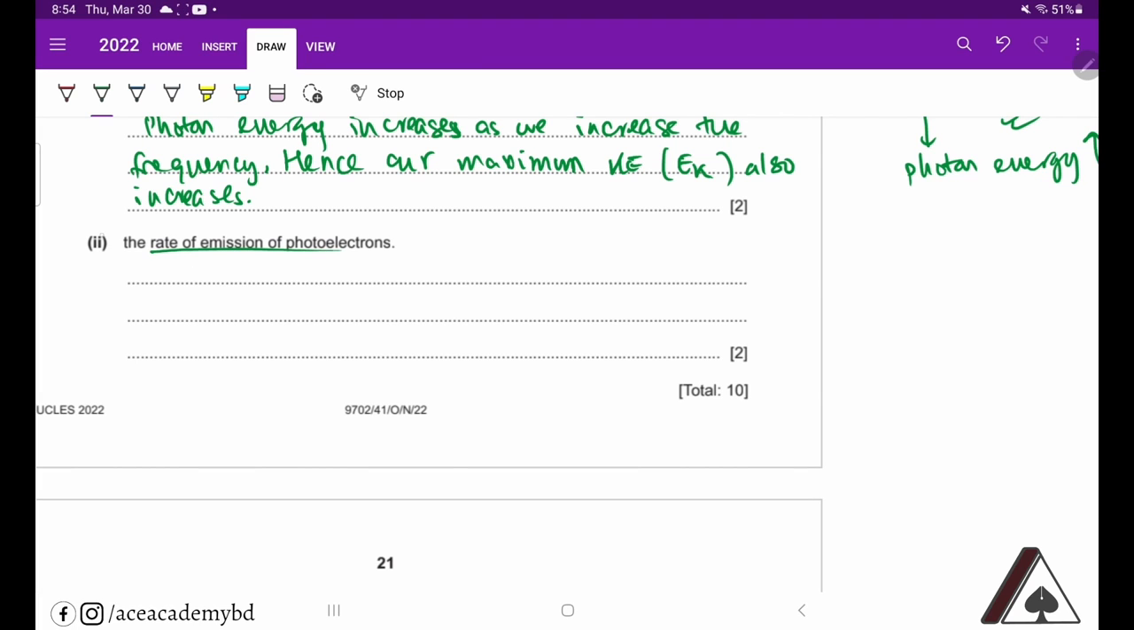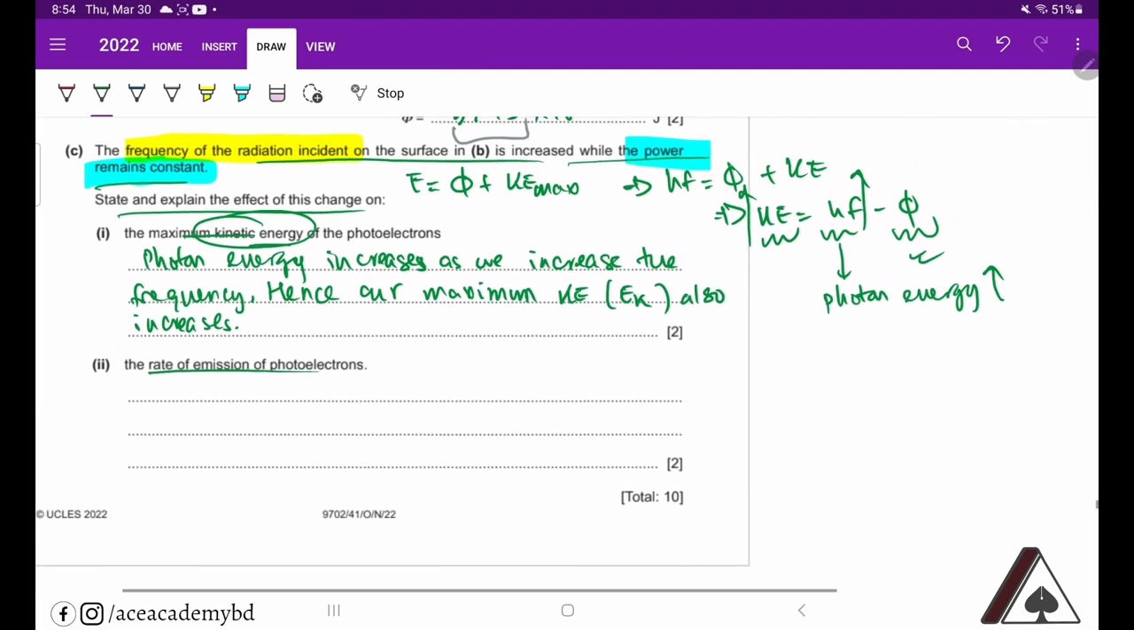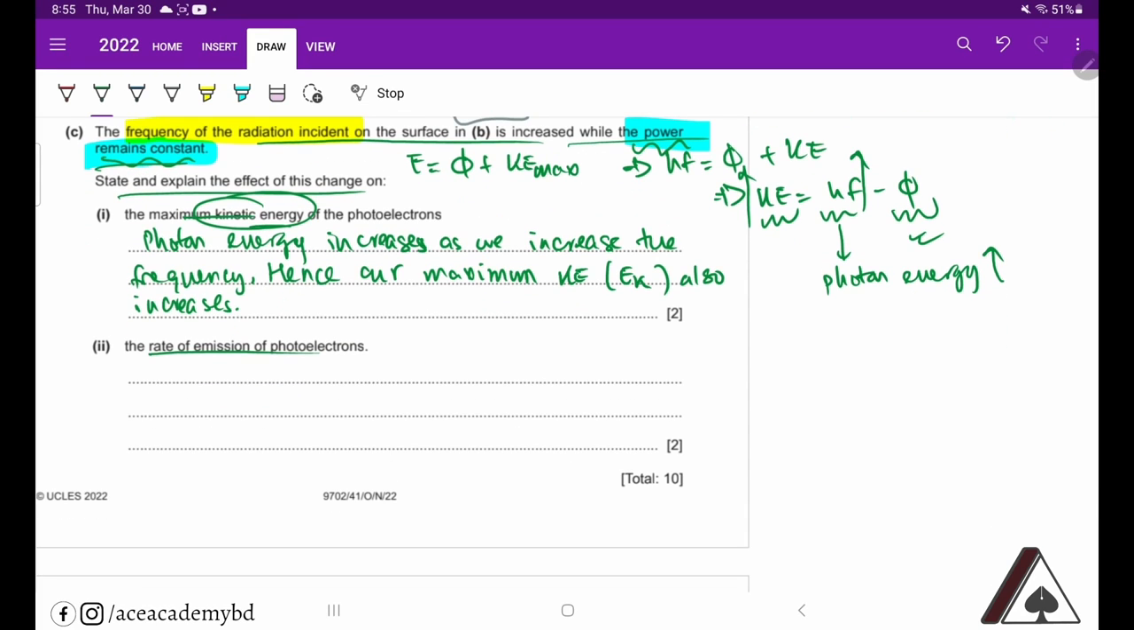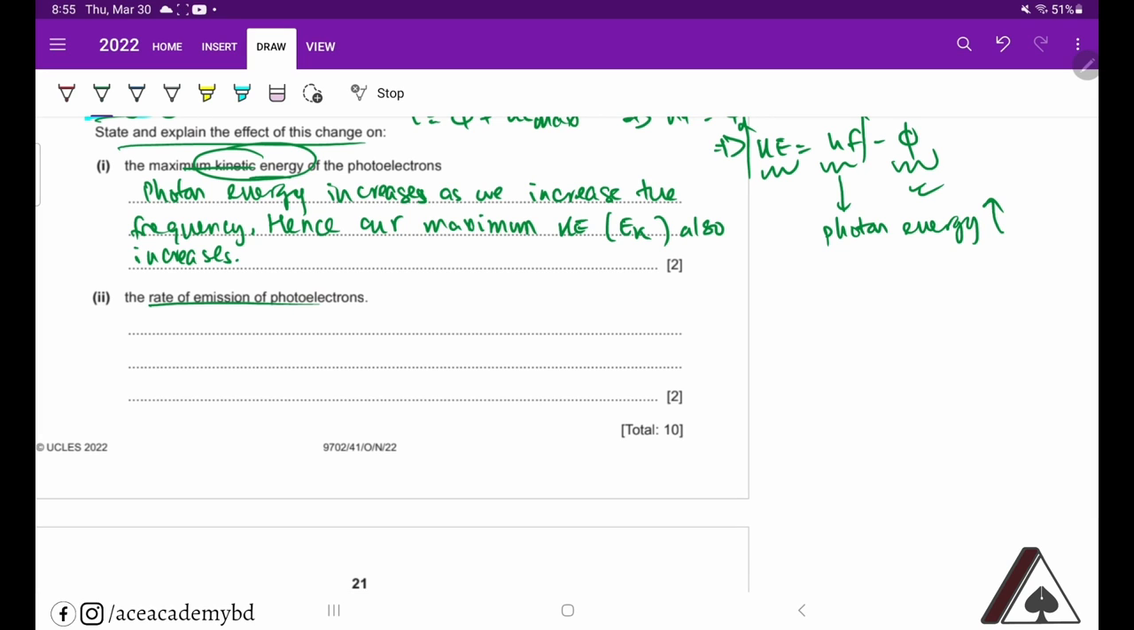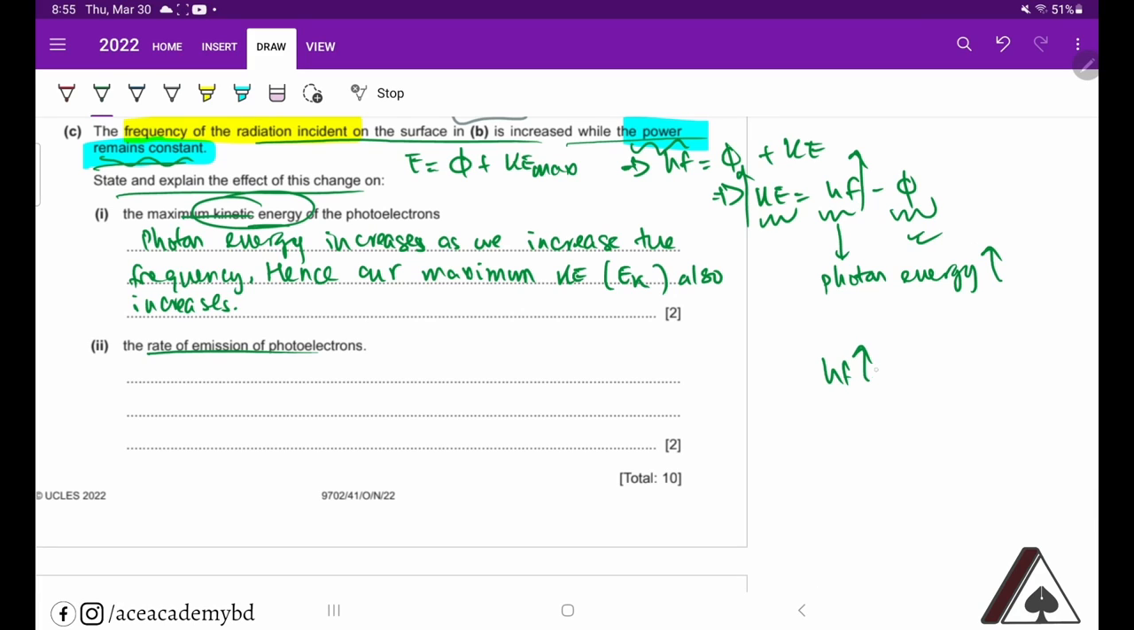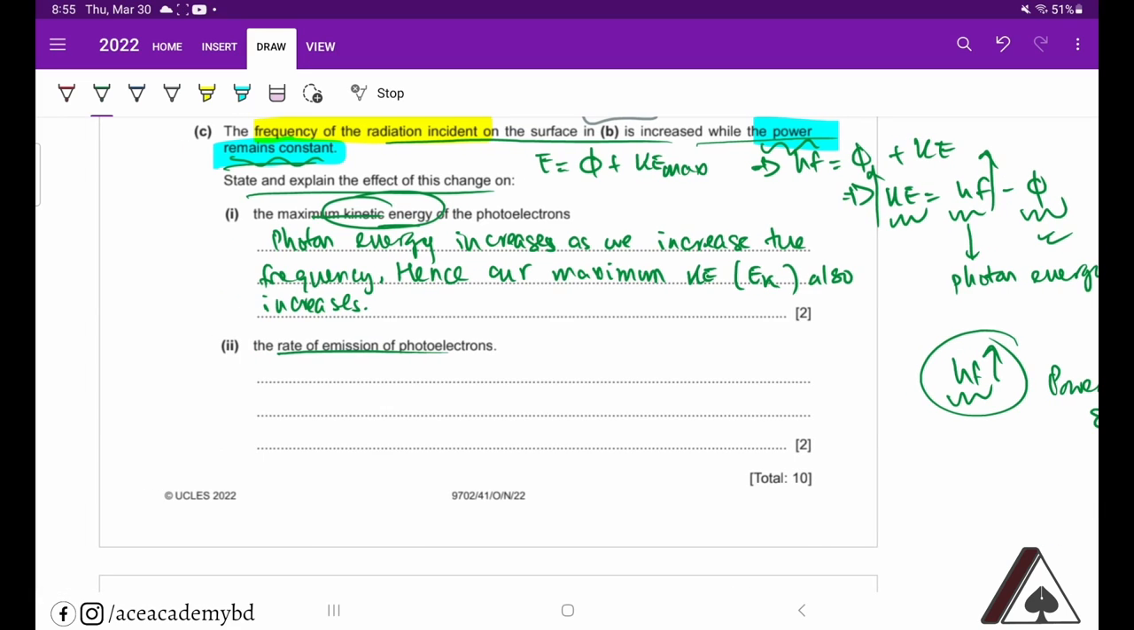Next part says the rate of emission of photoelectrons. So they have given us an important information that the power remains constant. Since the power is remaining constant, and the photon energy is increasing, so hf is increasing because we are increasing the frequency. Since the photon energy is increasing but the power is the same, this means that there will be lower number of photons per unit time. Because the power is the same, but more energy is required, but we are not being able to provide enough power to it.